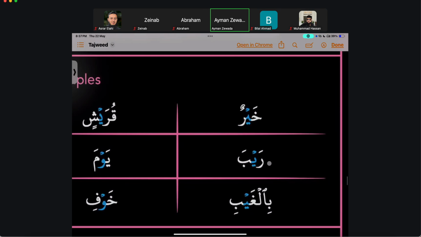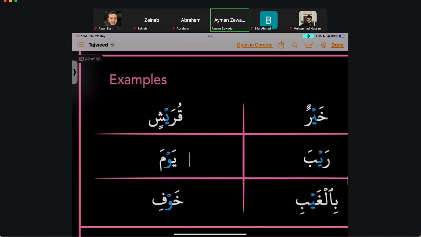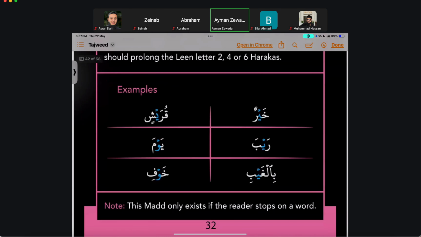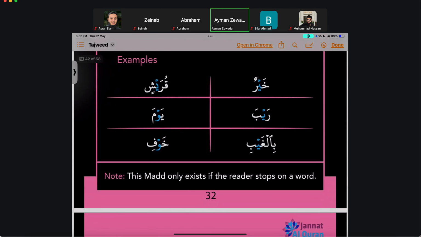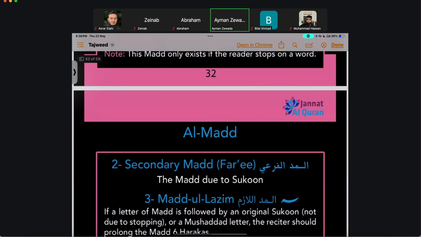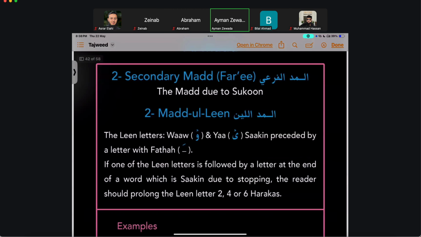Same thing, ريب بالغيب, and with a waw, you have, for example, يوم. If we're carrying on, يوم. But if we're stopping, up to you, 2, 4, or 6, يوم. And again, as Brother Asrar beautifully pointed out to us, you need to keep it consistent within the same reading. This is only if the reader stops on the word. Any questions about that?